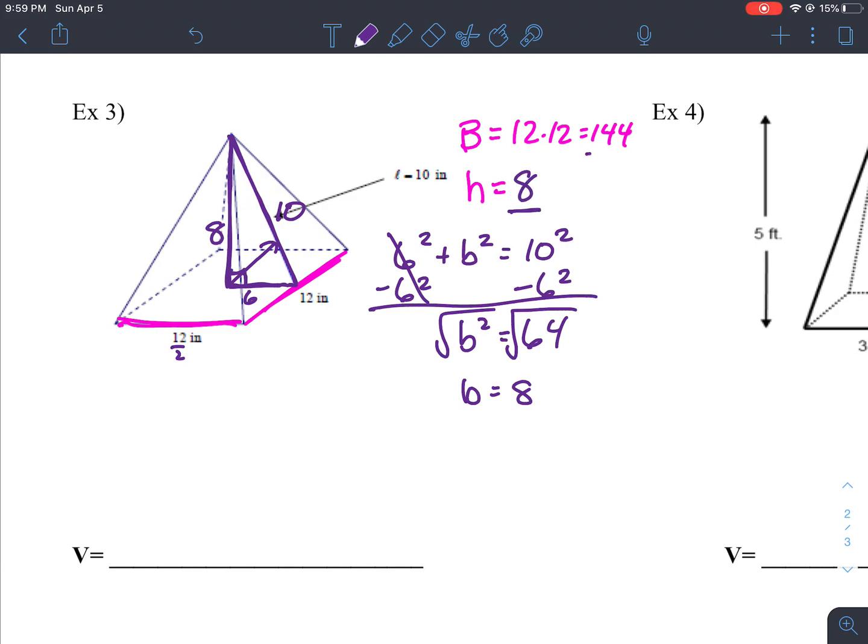So we're ready to go. We've got the height, we've got the area of the base. Volume is 1/3 times the area of the base times the height. 1/3 times 144 times 8. That comes out to be exactly 384 inches cubed.